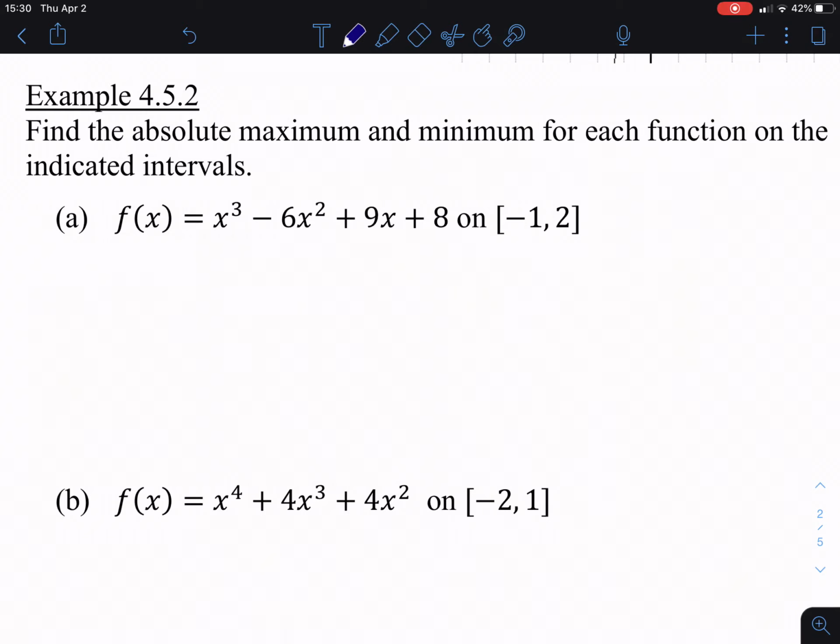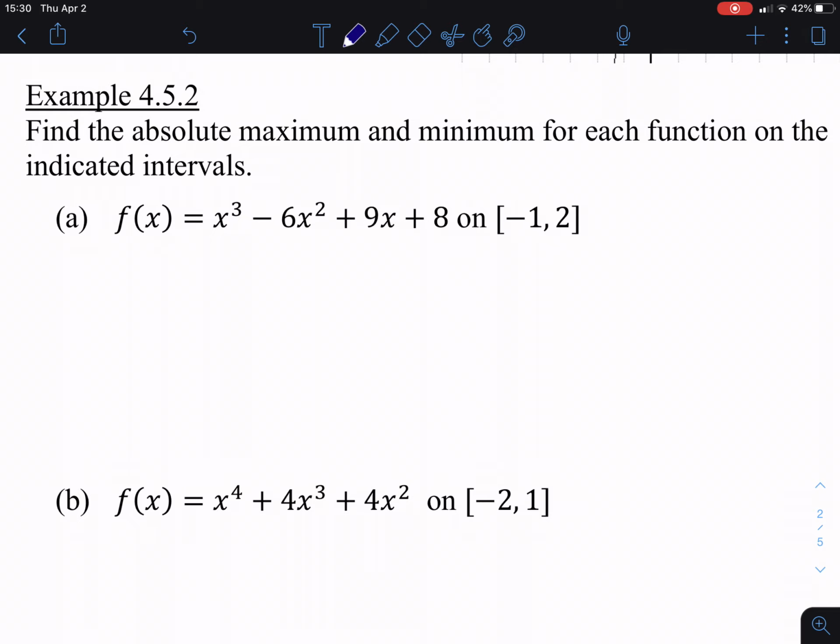Okay, in this example, we want to find the absolute maximum and absolute minimum for a given function on the indicated intervals. So in this first problem, we have f of x is equal to x cubed minus 6x squared plus 9x plus 8 on the closed interval -1 to 2.